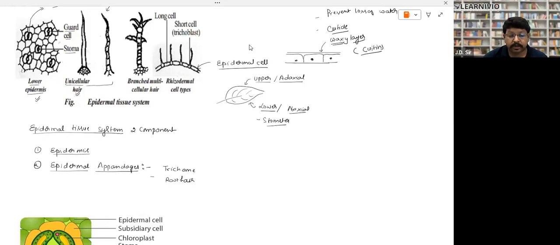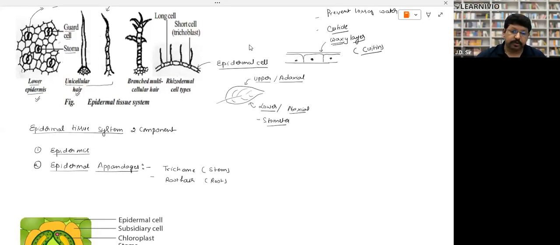One more important thing: trichome is the characteristic of a stem. They are not found in the root, right? Root hairs are found in the root, but trichomes are the characteristic of a stem. If any plant object has trichome, it means it's a part of the stem. This is the fundamental of biology, right? So please note down first, epidermis.